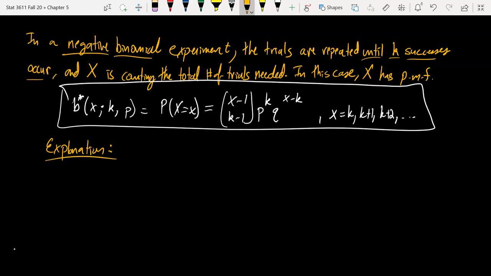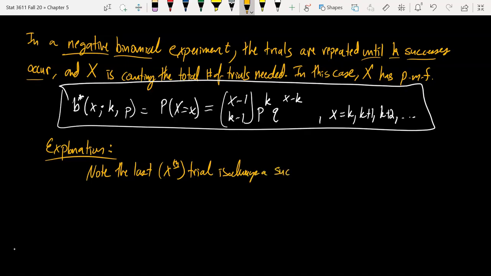So let's say you're rolling a die and you want to roll the die until you get your third 6. Well, as soon as you get the third 6, you stop rolling the die because you've met your objective. So that means in a negative binomial experiment, the last trial always is a success. Note that if it takes x tries, the xth trial is always a success.